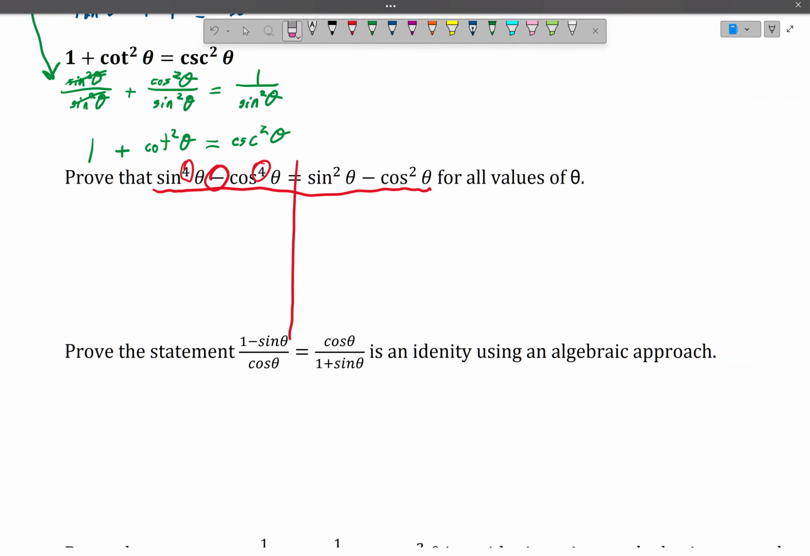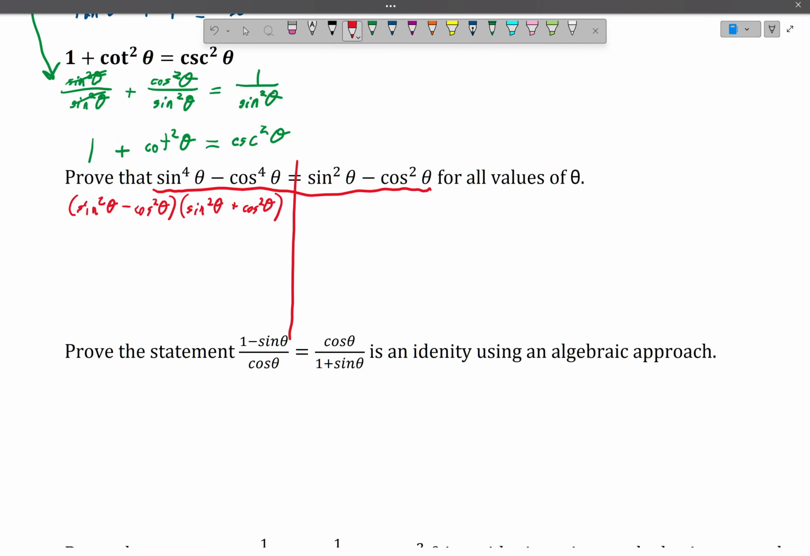Let's go ahead and do the left one first because it's to the fourth, and see what we get. If we recognize that it's a difference of squares, this is sine squared theta minus cos squared theta, times sine squared theta plus cos squared theta. You square root each term, and then you do a positive and negative version of the binomials.